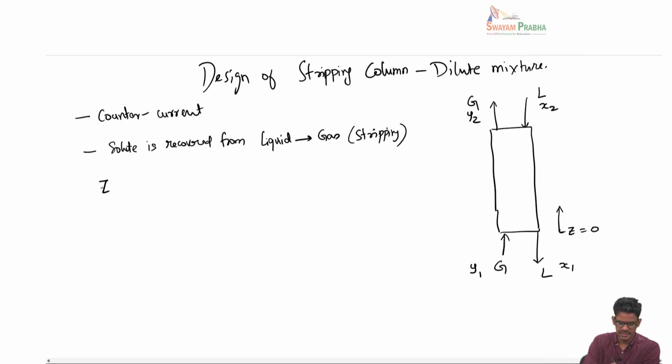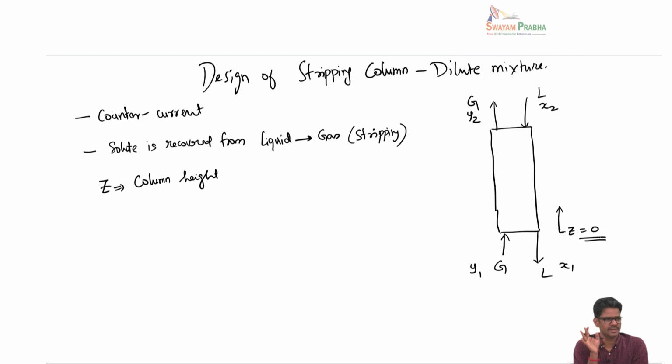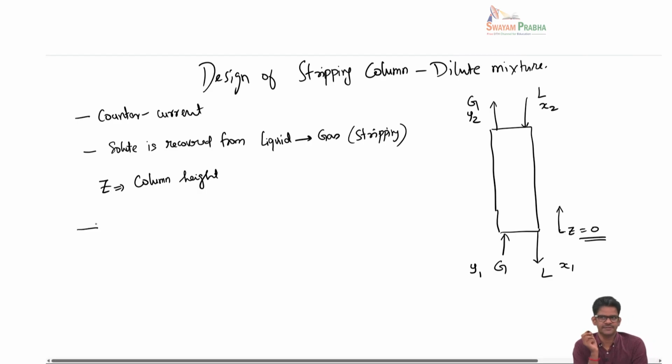So Z here refers to the column height. It is measured from bottom of the column. Okay, exactly same as the absorption column design. Okay, only the transfer of the solute is different now. We are going to make an assumption that in the case of stripping, we will use the liquid phase mass transfer coefficients. Okay.